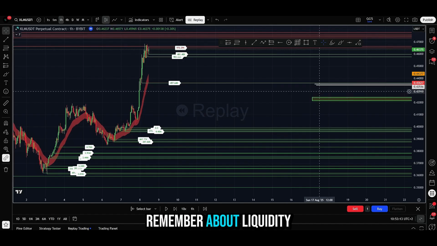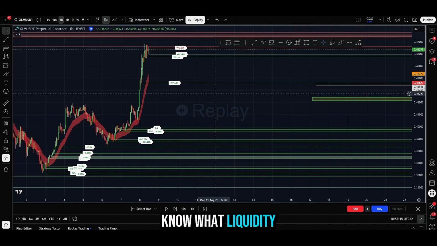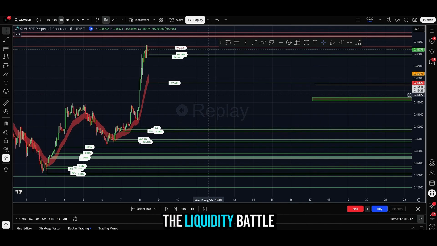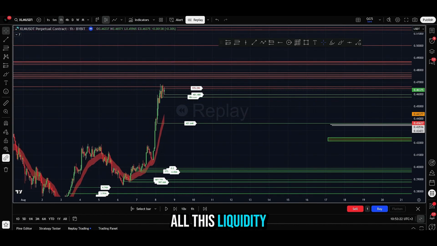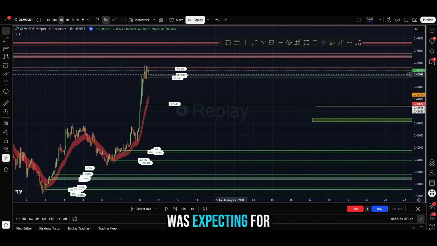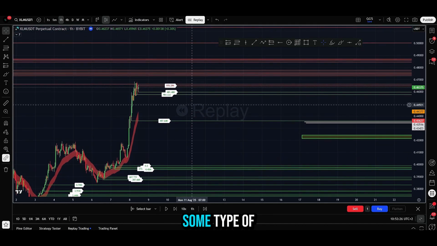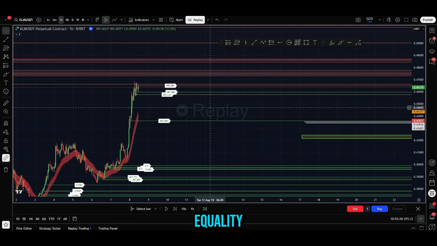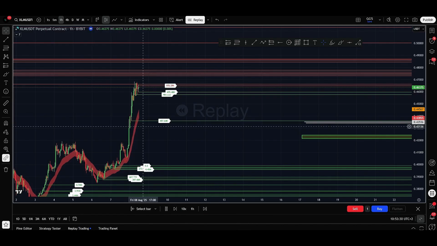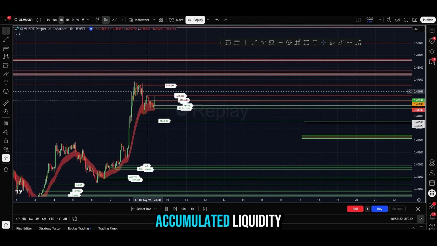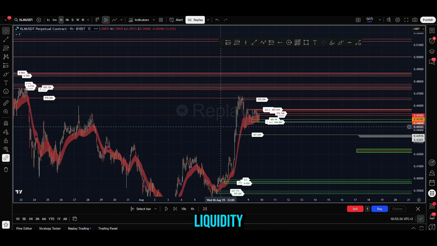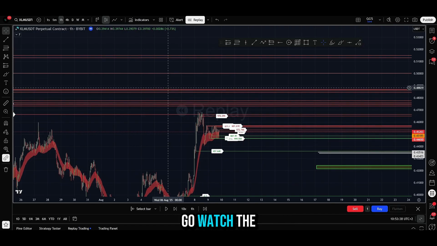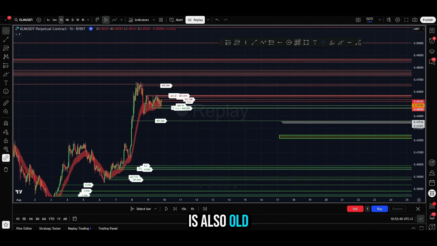But when you remember about the liquidity battle, if you don't know what the liquidity battle is, go and watch the liquidity battle lesson. All right. When I was here, we took all this liquidity, and then I was expecting a liquidity battle because I saw that we have some type of equality, even though we have this liquidity here. And then I saw as well accumulated liquidity. After seeing that, I saw that this accumulated liquidity is also old liquidity. And again, if you're not understanding, go watch the lesson. So there is also old liquidity.